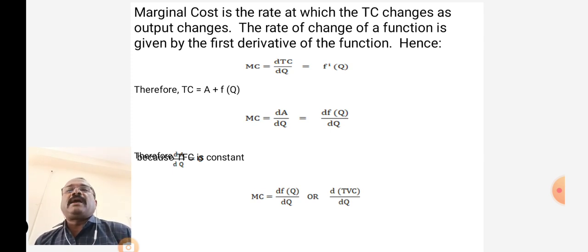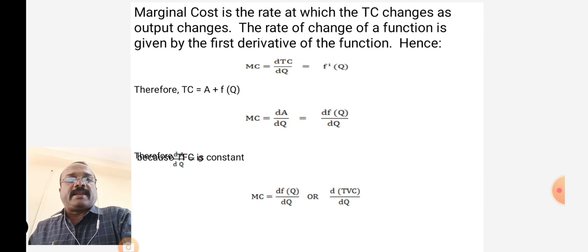So marginal cost equals dTC divided by dq. Here d is the derivative, meaning the amount of output that you manufacture under total cost. dq means the quantity that you are going to produce, and d is the derivative. So MC equals dTC divided by dq, which is equal to f of q.